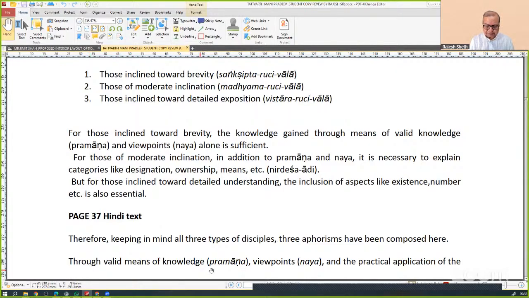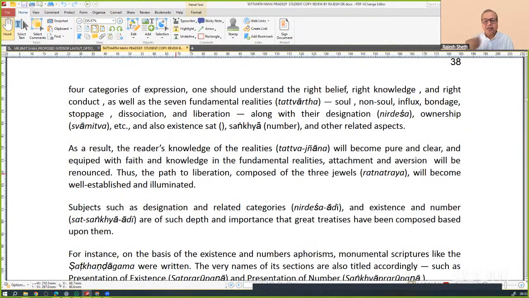Through valid means of knowledge, that is pramana, comprehensive valid knowledge and viewpoints, and the practical application of the 4 categories of expression, that is 4 modes of explanation, one should understand the right belief, right knowledge, and right conduct, as well as the 7 fundamental realities: soul, non-soul, influx, bondage, stoppage, dissociation, liberation, along with their designation, ownership, etc., and also existence, sat, sankhya, number, and other related aspects. If you know this way, you will have a very clear understanding of the substance. And when you have a clear understanding of the substance, your decisions are correct and you manifest right belief.